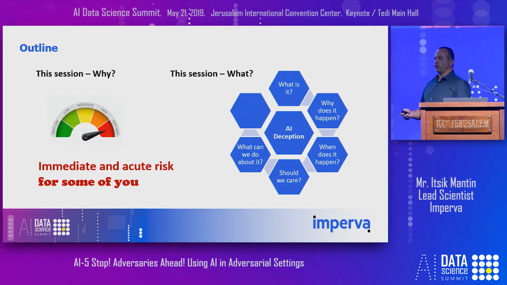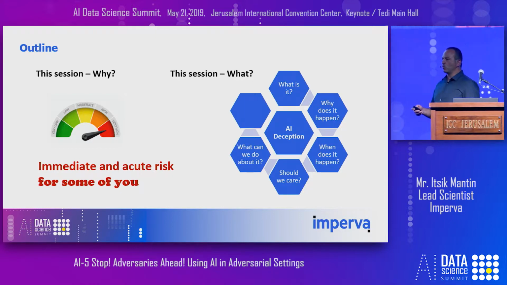What is included in this session? I'll start with what is AI. I try to answer questions like, what is AI deception? Why does it happen? When does it happen? Should we care about it? And what can we do about it?